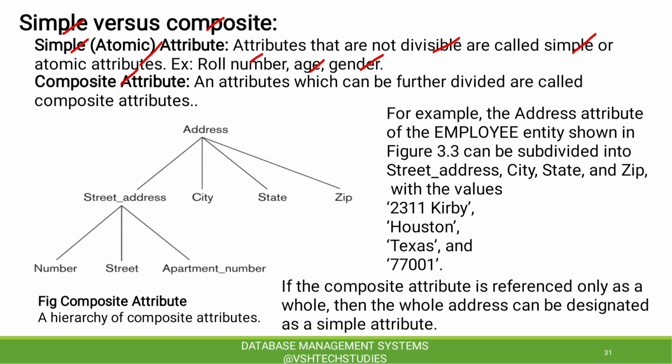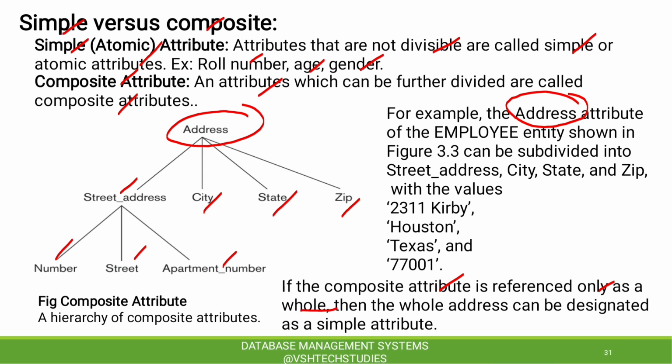Composite attribute. Attributes which can be further divided are called as composite attribute. For example, address attribute, which is shown here. It can be further divided as street address, city, state and zip. Street address can be further divided as number, street, apartment number. So such an attribute which can be further divided, that is called as composite attribute. If composite attribute is referenced only as a whole, then whole address can be designated as simple attribute.